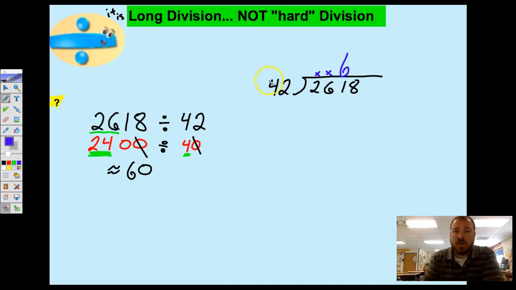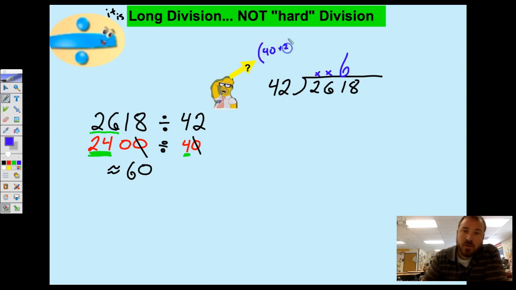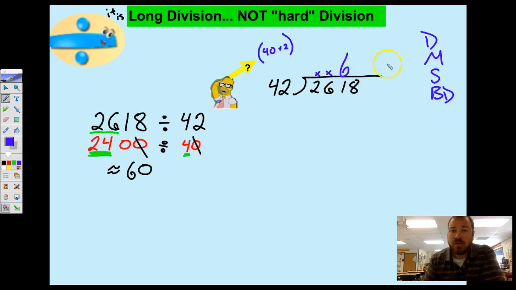Okay? Now, over here, we're going to decompose or break apart our 42. I need to think about this number a little differently. I'm going to think about 42 as being 40 plus 2. Because when we do our multiplication step, divide, multiply, subtract, and then bring it down, we can easily distribute that 6 to the 40 and then distribute the 6 to the 2. 6 times 40 is 240, and 6 times 2 is 12. And then we put these two partial products together, we get 252.